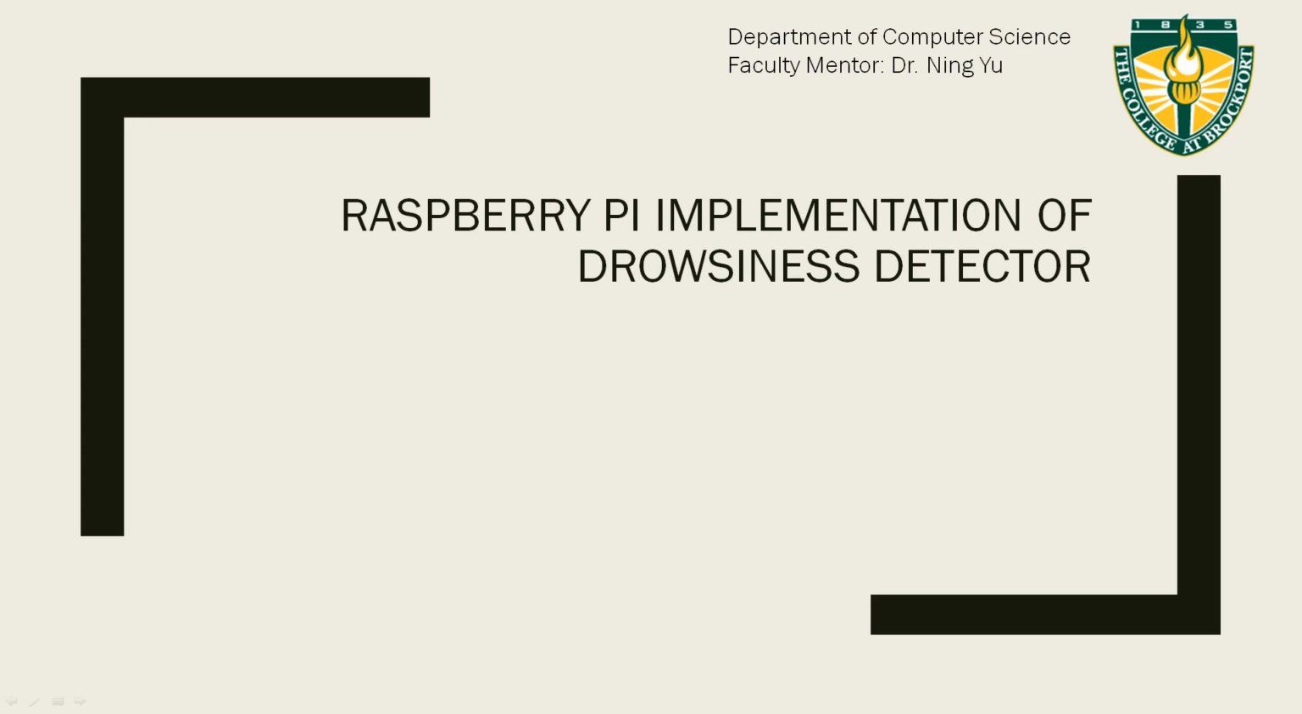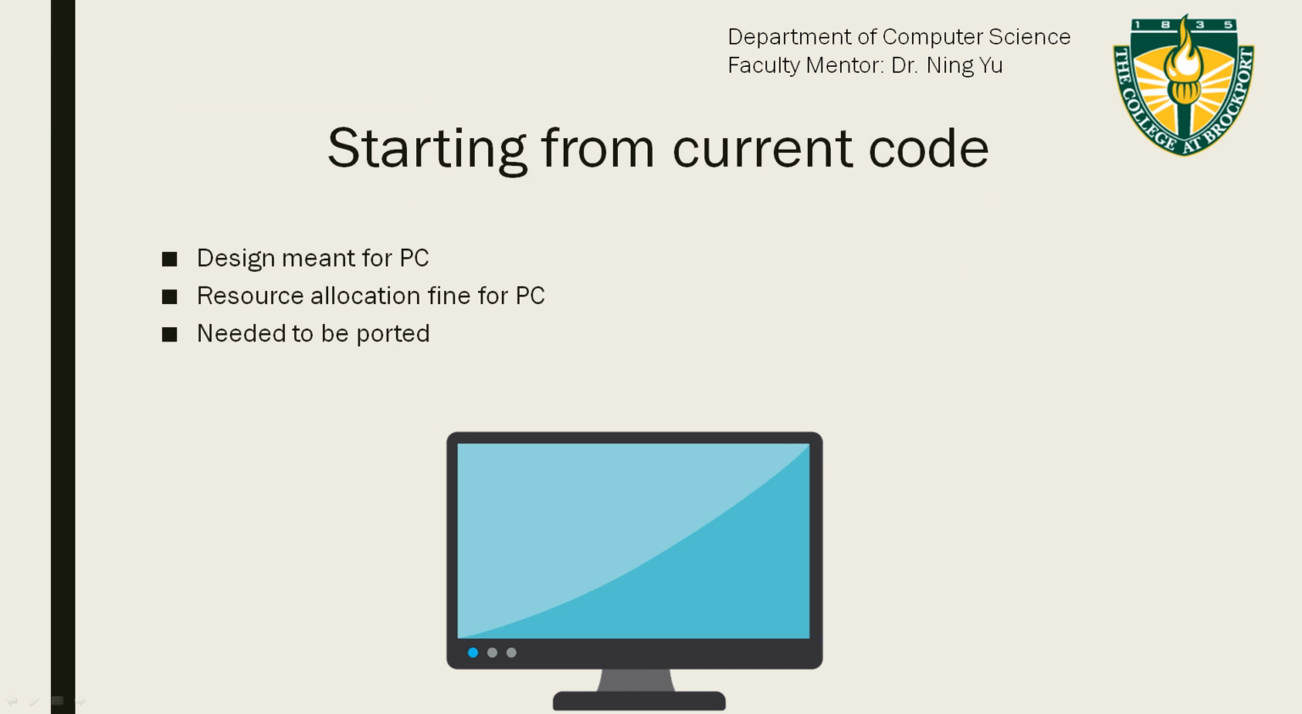So this video is primarily concerning a presentation I did for SUNY Brockport for Scholars Day, and it's concerning the Raspberry Pi implementation of what is called the Drowsiness Detector, which is basically just an AI program that was originally made on the computer to identify if an individual is drowsy based on whether or not their eyes are closed or not. And I'll talk a little bit more about that later.